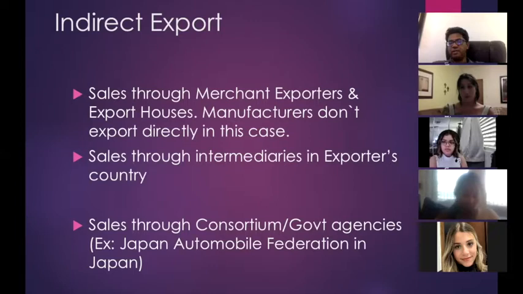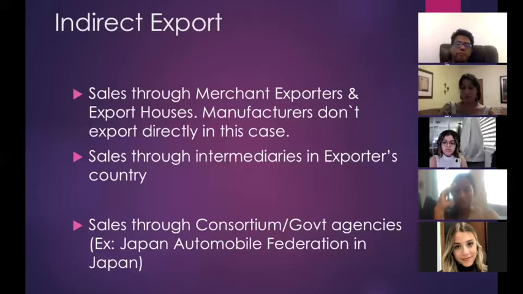Suppose your company is small or medium scale and you don't have the knowledge, information, capacity and capital to leverage the opportunities in the foreign market. You can do this with the help of this kind of consortiums or government agencies, and they will do it on your behalf. So that is an example for indirect export.